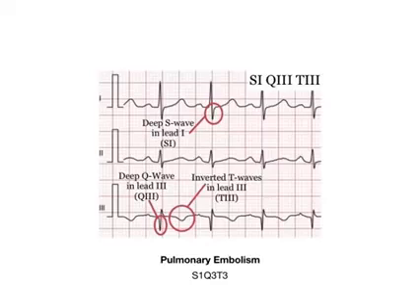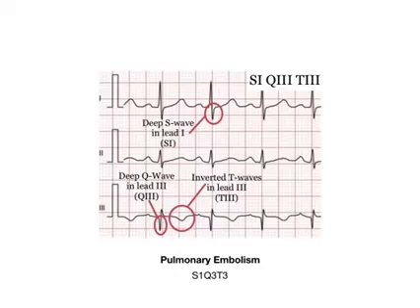So the S1Q3T3 refers to a deep S wave in lead 1. So the S wave, when it comes down, will go deeper than it normally should. So S1, S wave that goes very deep in lead 1. Q3 means a deep Q wave in lead 3. So normally the Q wave kind of drops down a little bit, but if it really goes deep, that's Q3. And then T3 stands for inverted T waves in lead 3. So for a pulmonary embolism, you really need to just look at leads 1 and 3. And if you see the deep S, deep Q, and inverted T, you should think pulmonary embolism.